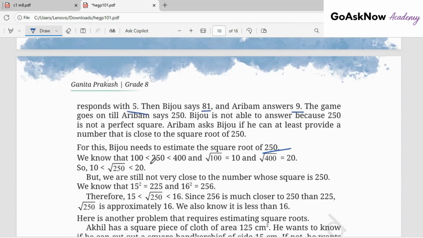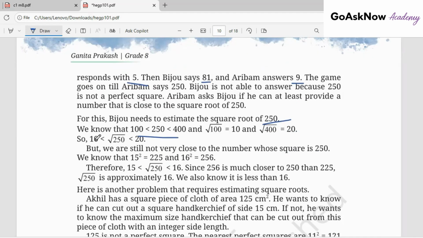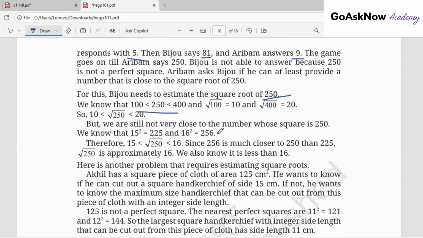We know that 100 is less than 250, and 250 is less than 400. The square root of 100 is equal to 10 and the square root of 400 is equal to 20. Thus, 10 is less than the square root of 250, which is less than 20. But we are still not very close to the number whose square is 250.